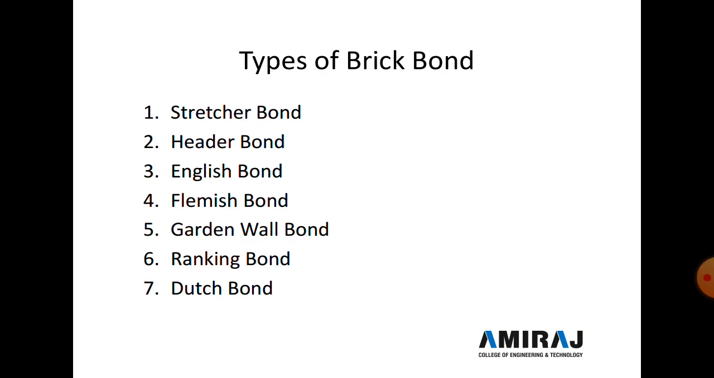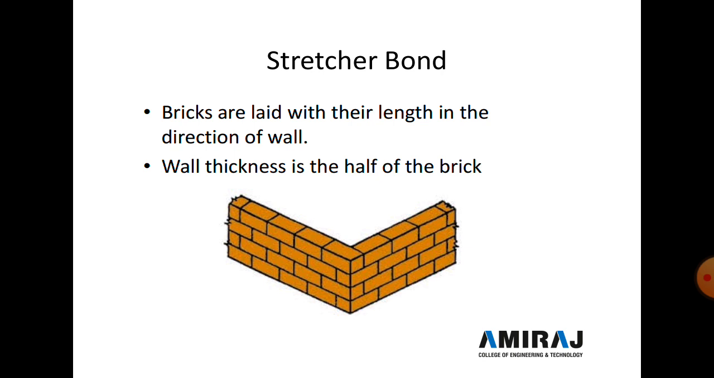Here different types of bonds are given in brickwork. In total there are 7 types of brick bonds. First is the stretcher bond, second is the header bond, third is the English bond, fourth is the Flemish bond, fifth is the garden wall bond, sixth is the raking bond, and seventh is the Dutch bond. One by one we discuss.